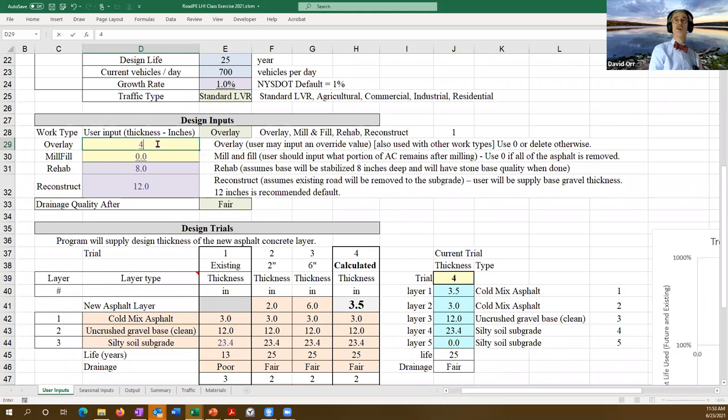And by the way, you could also do this by checking gravel. You can actually put gravel as a surface. This tool is designed to give you asphalt thicknesses, but if you wanted to check it for gravel, you could do each step individually and just put this number in there and it would calculate it for you.